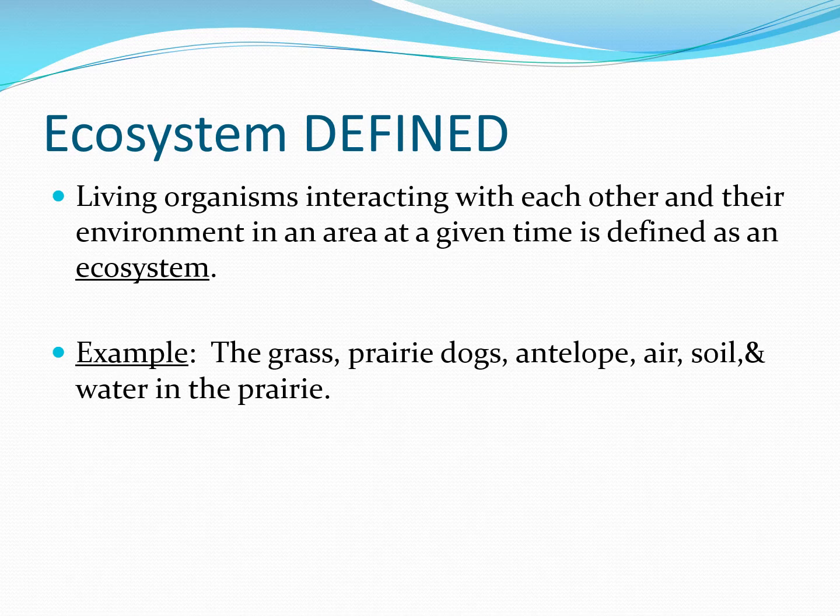In the picture I have on the next slide, you're looking at a kind of grassland ecosystem. There's grass, there's prairie dogs, there are antelope, there are living things interacting with each other. Those living things are also interacting with their environment. The prairie dogs are interacting with the soil. Maybe the antelope are eating the grass. So they're interacting with each other and their environment in a given area at a given time, thus an ecosystem.